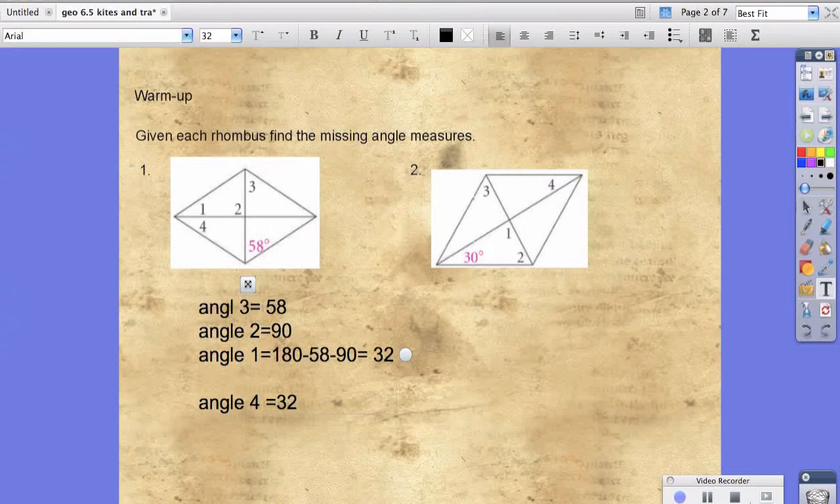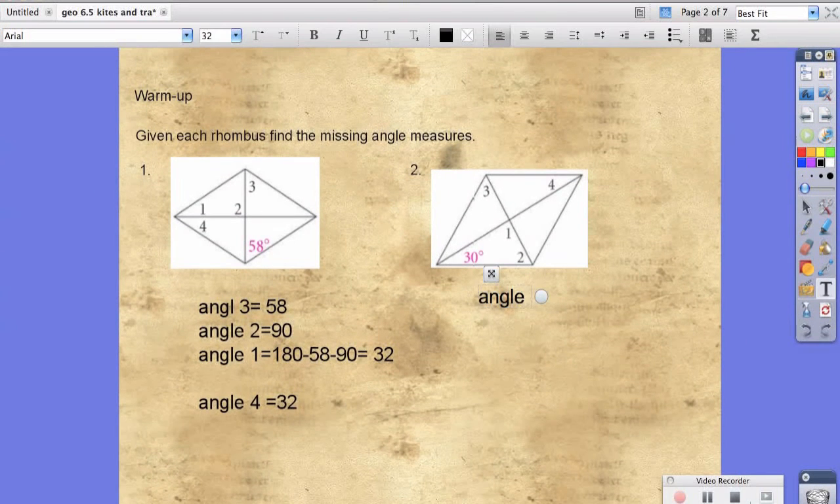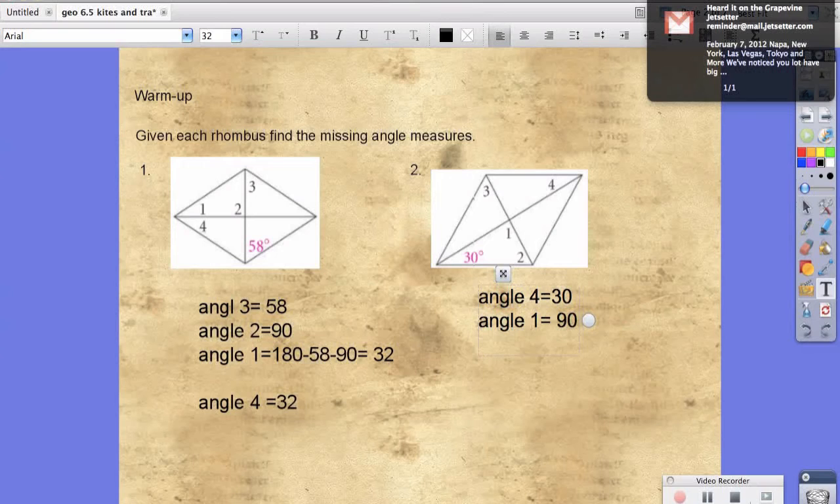Example 2 is also a rhombus. So because we have angle 30 which is given, we know that angle 4 is 30 degrees because of alternate interior angles. We know angle 1 is 90 degrees. And because on the bottom triangle we have a whole triangle, the sum of those angles has to be 180. Therefore, angle 2 equals 60 degrees. And because angle 3 and angle 2 are part of that bisected angle rule, angle 3 is also 60 degrees.